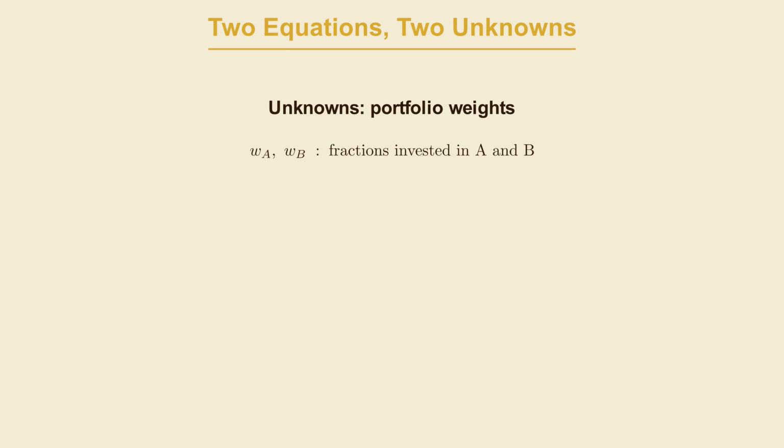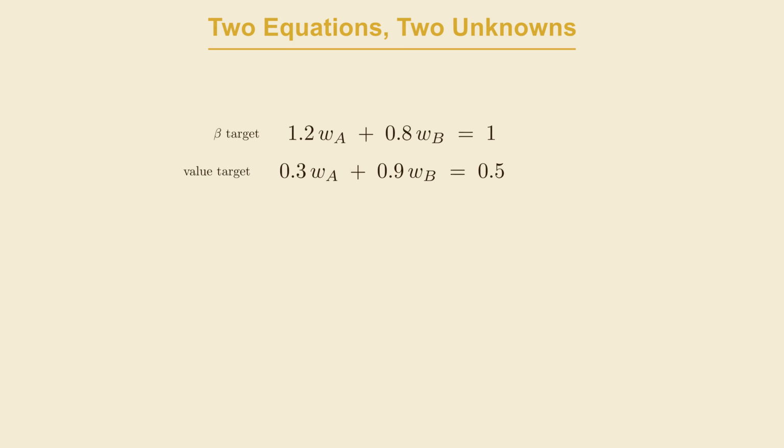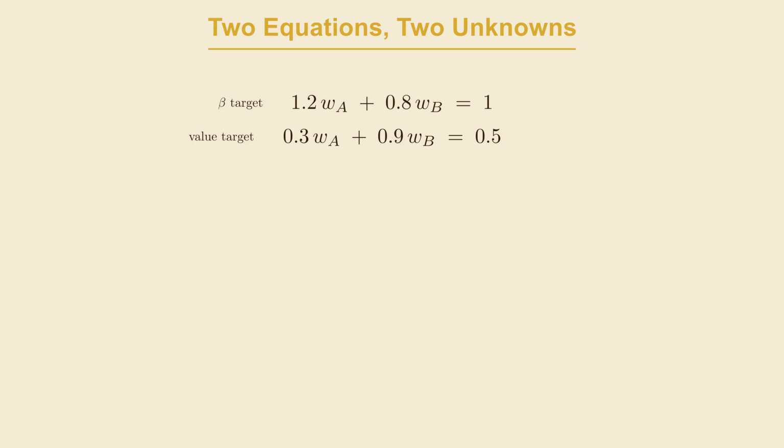The portfolio's overall market exposure is the weighted sum of the individual stock exposures. So the weight on stock A times 1.2 plus the weight in stock B times 0.8 will give us the overall portfolio's exposure to the market factor. We want that to equal 1, and the portfolio's overall value exposure is similarly going to be the weight on stock A times 0.3 plus the weight on stock B times 0.9, and we want that to equal 0.5. So here we have two equations, both of which involve the same two unknowns, the weights in each of our assets. That structure is what we mean by a system of linear equations.